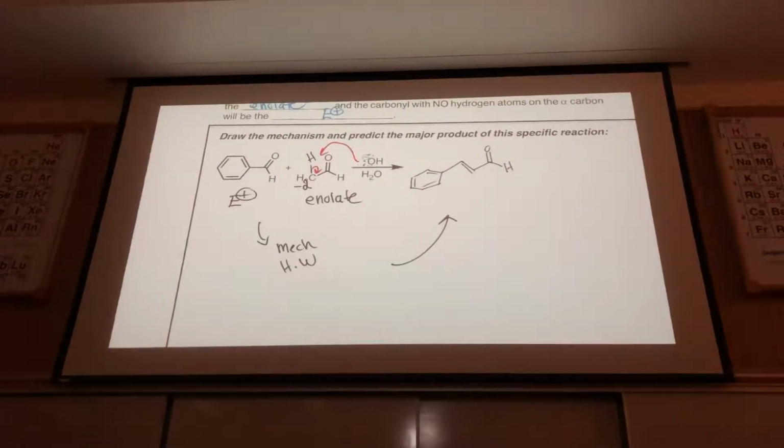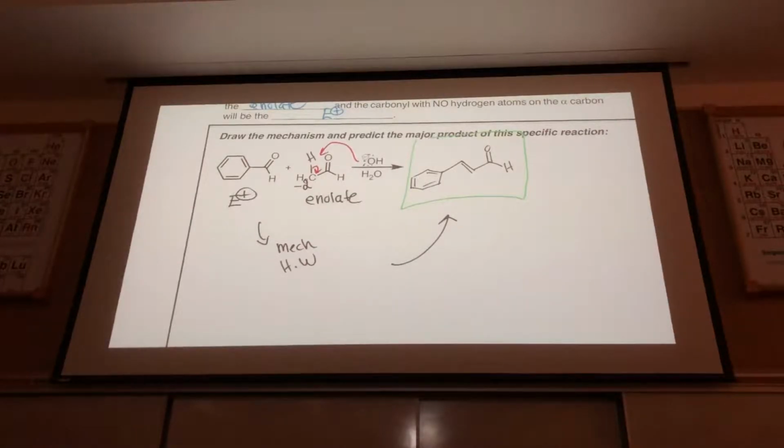Okay, so there's your product of a crossed aldol condensation that can work very efficiently because you have no alpha H on one of them, so you don't have that possibility for so many mixtures. There are other ways to favor it, so you might say that limits us a lot, right? Because you have to make sure there's no alpha H on one of them.